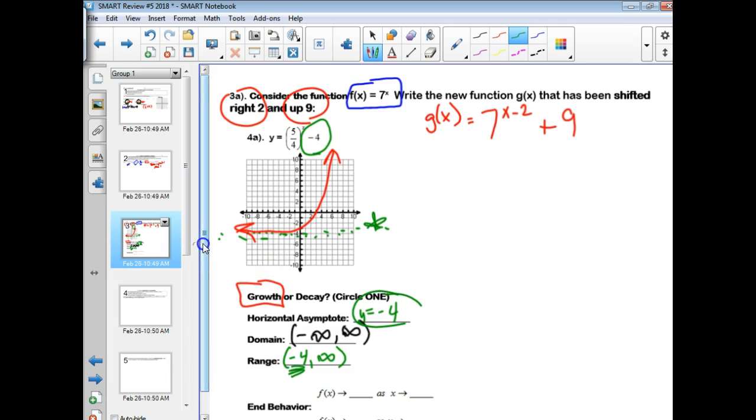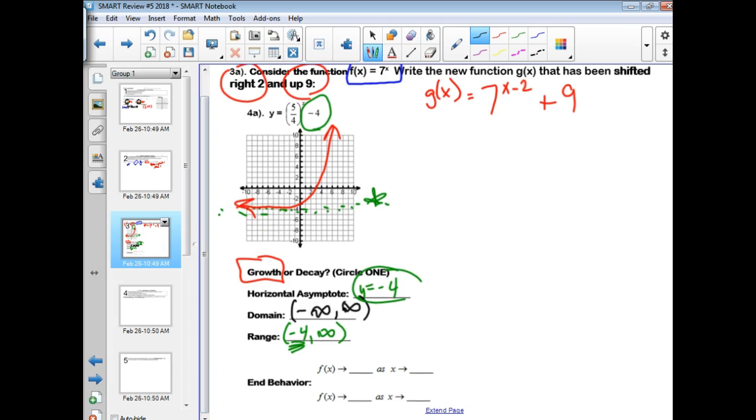Let's talk about the end behavior. I know I want left and right end behavior. Talk to me about the left side of your curve. Where is it traveling? To the -4 asymptote. Very good. How about on the right side? Up to infinity. Very good. Good, good, good. Yeah, the vertical.